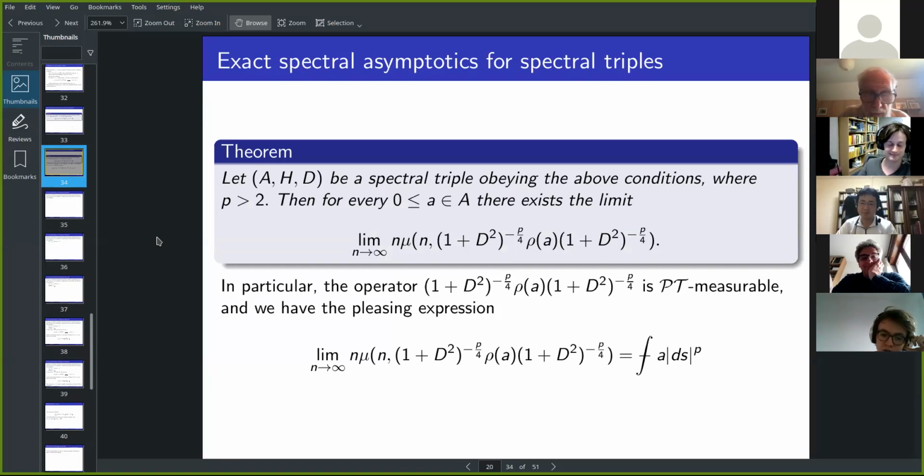I didn't understand the question. What one knows is that if you have the spectral triple, you can reconstruct the manifold, of course, and you can reconstruct the metric and everything.